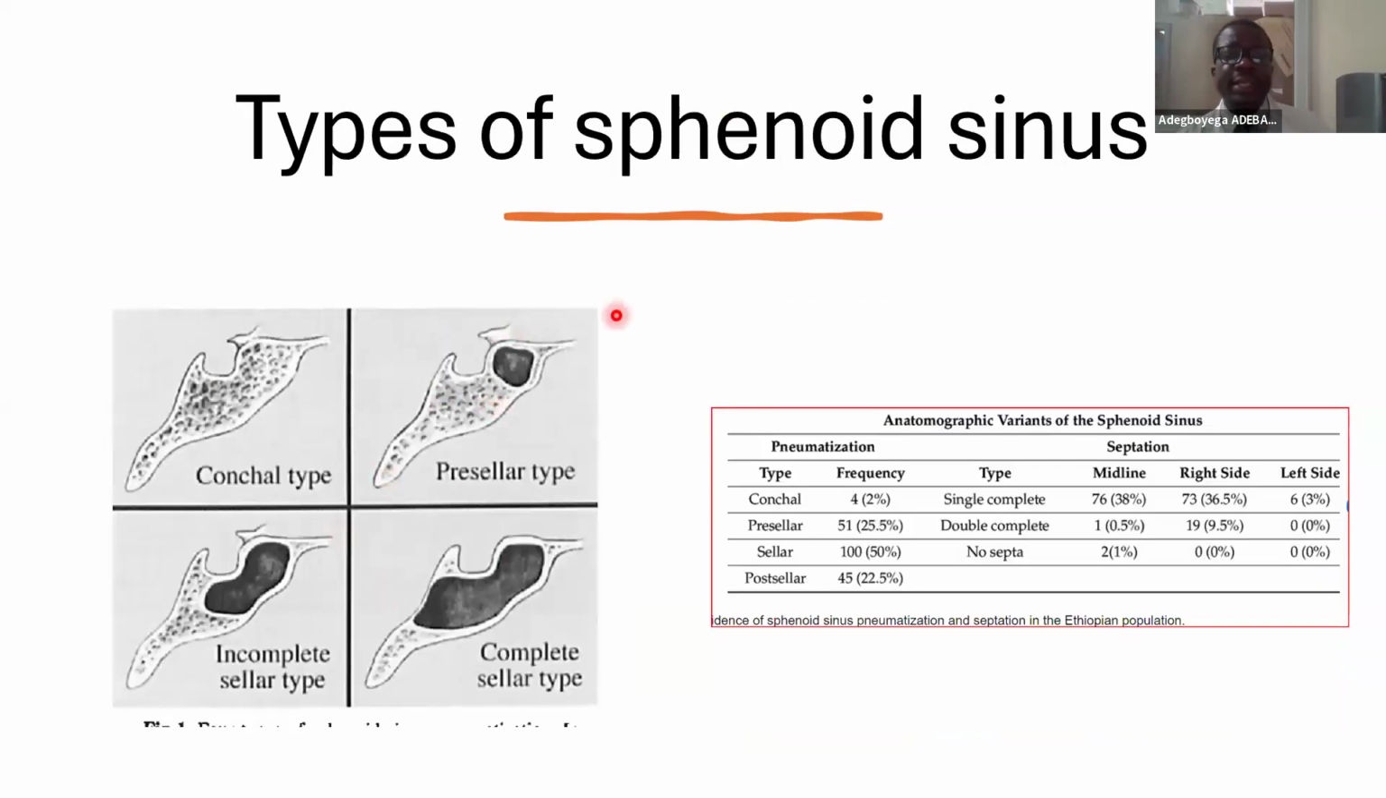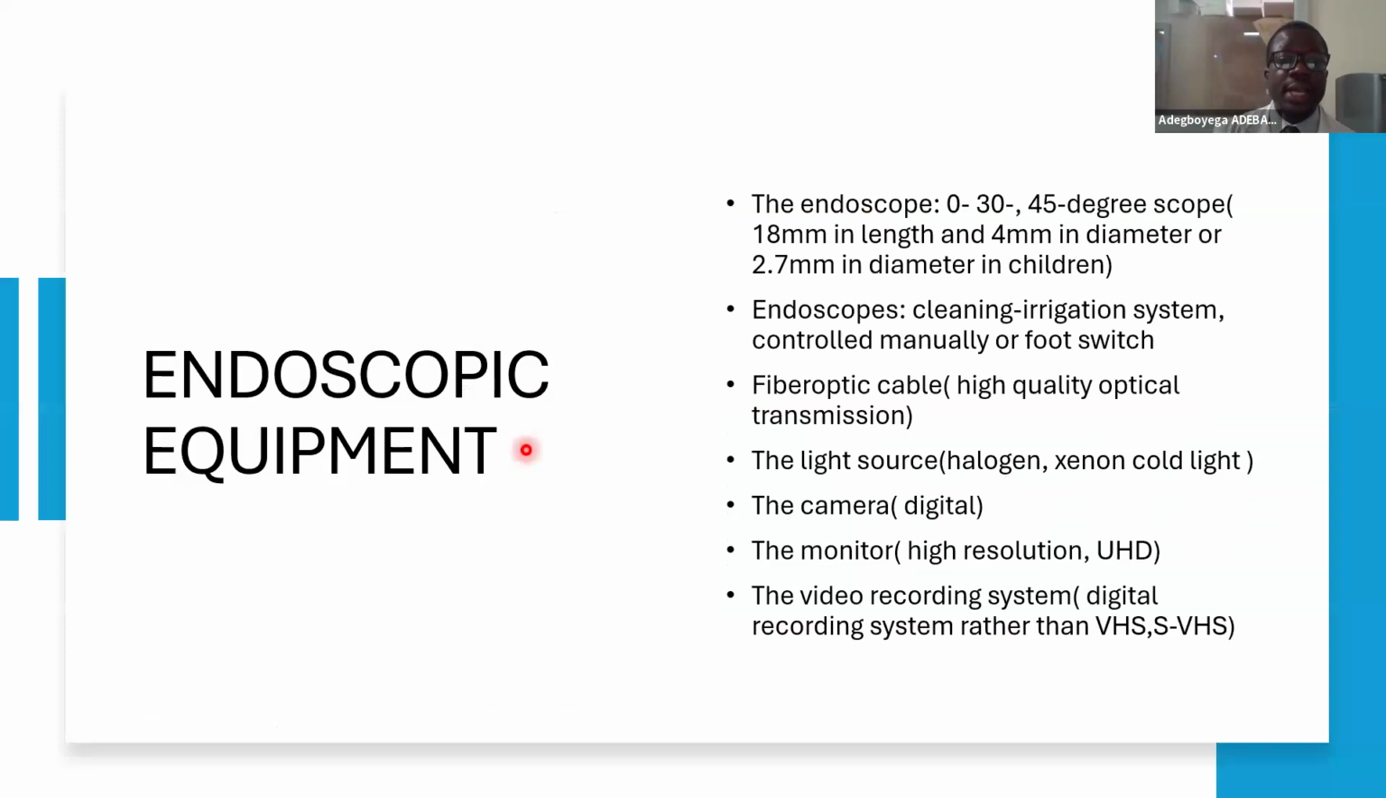It has been reported that there are about 3 or 4 categories of sphenoid sinus according to the degree of pneumatization. They could be the conchal type, the presellar type, the incomplete sellar type, and the complete sellar type. The majority, 75% of the population, has a complete sellar type. And this has a major role to play in planning the surgery, especially when it comes to the sphenoid phase of the endoscopic transsphenoidal surgery.